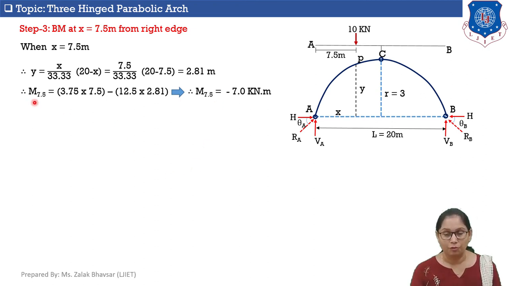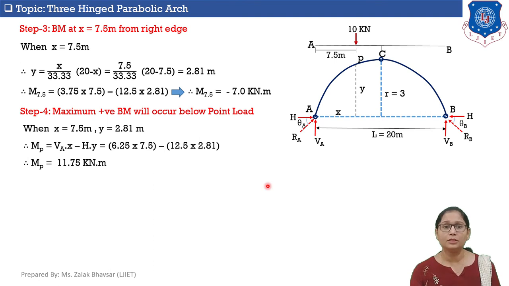Now let's calculate moment at a distance 7.5 meter from point B. So it will be 3.75 into 7.5, which is moment of this reaction VB about the section at a distance 7.5 meter from point B, minus this horizontal reaction H will generate moment about this section, which is equal to 12.5 into 2.81. So I'm getting M7.5 is equal to minus 7 kilonewton into meter.